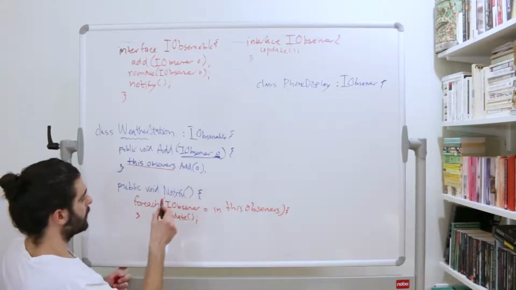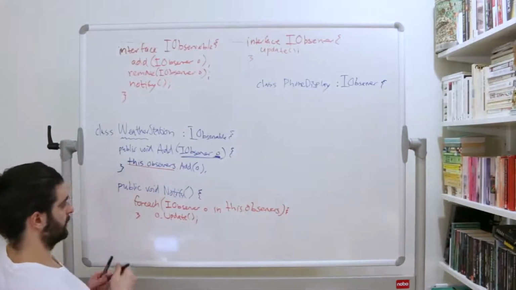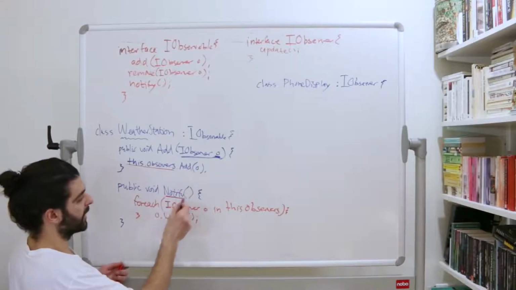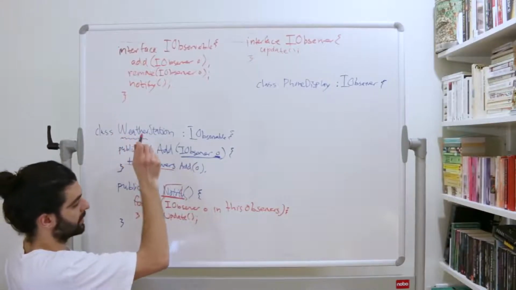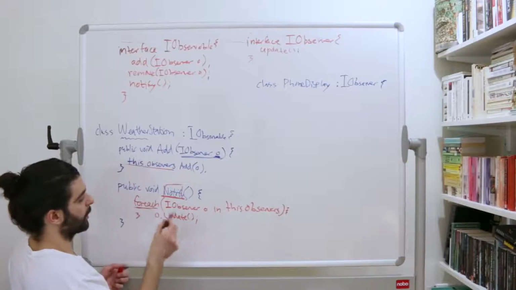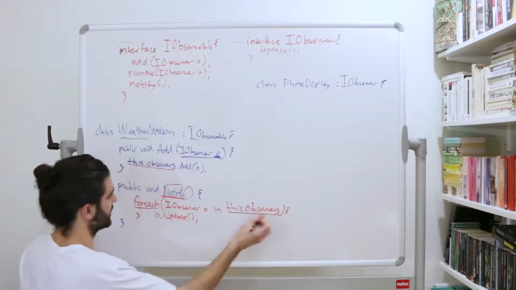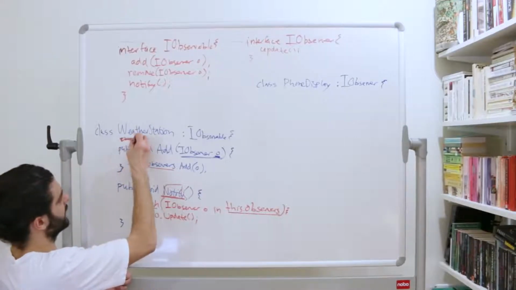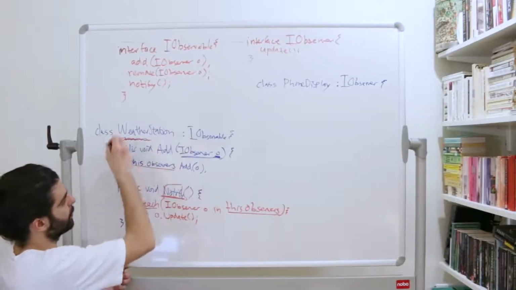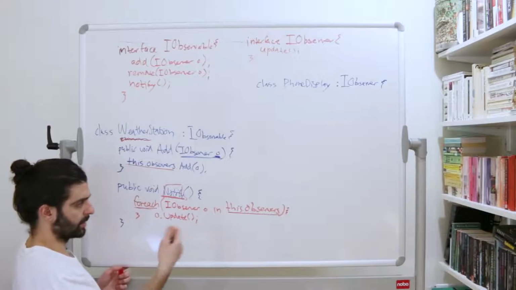So when you call notify, let me close this curly brace. When you call notify on the weather station, you iterate over all of the observers in the collection this.observers, the collection of observers that we defined here in the weather station. So the weather station has a collection of observers.